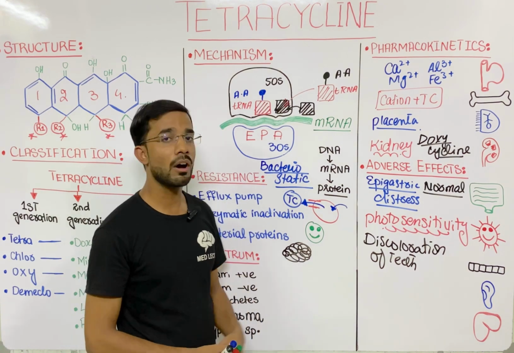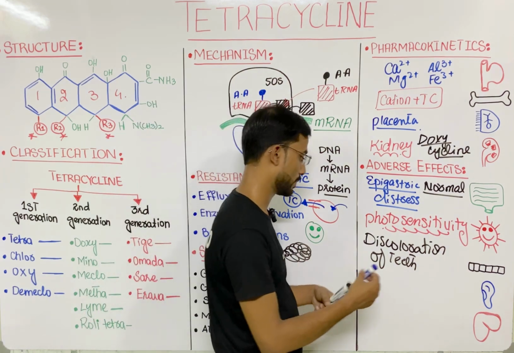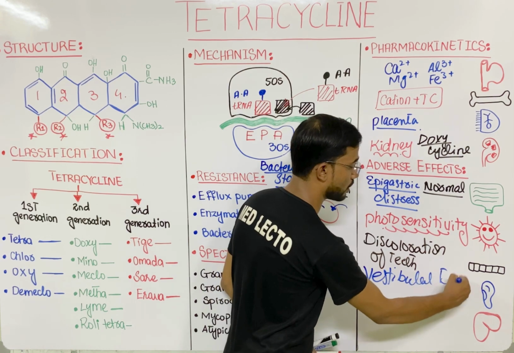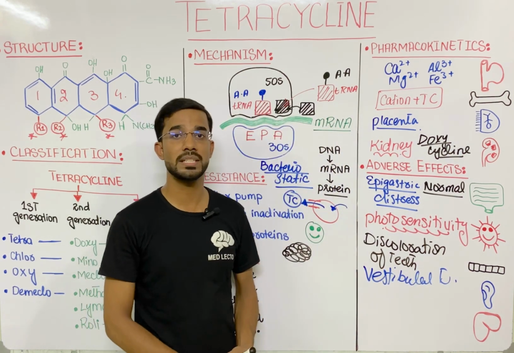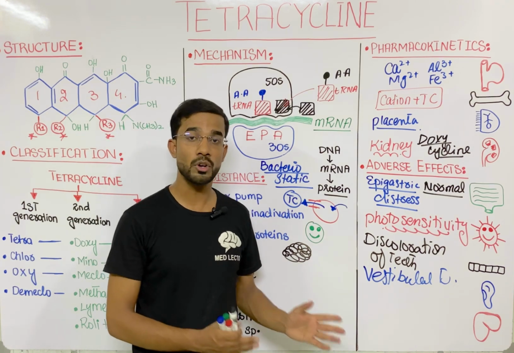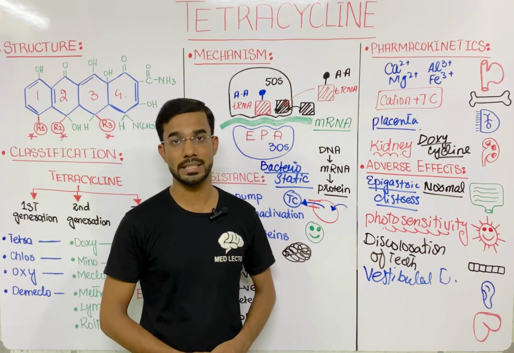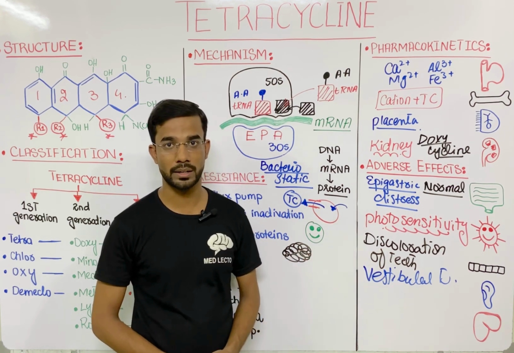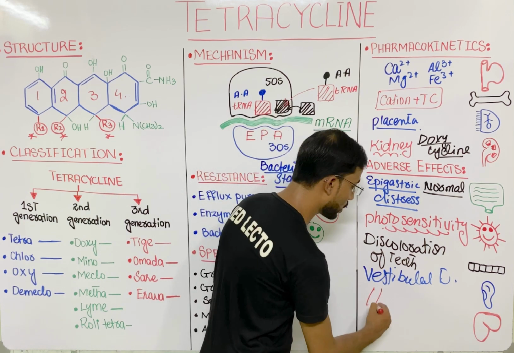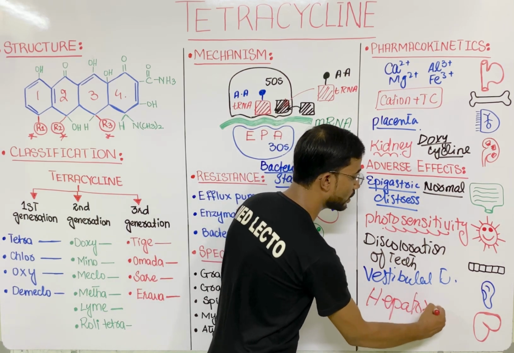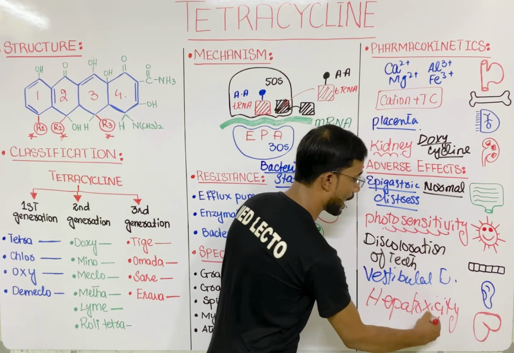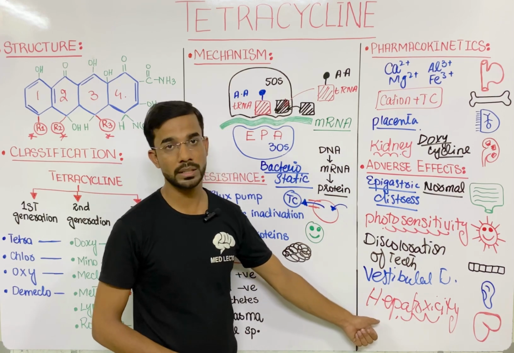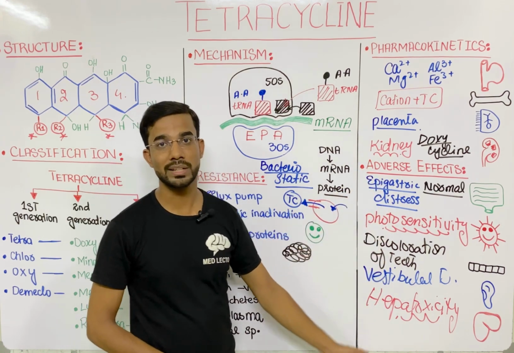Okay, and you can also see the vestibular dysfunction, ototoxicity, in which you will see the dizziness, vertigo, motion sensation, and you can also see tinnitus, ringing sensation in the ear. That is the important thing about the tetracycline. And last you will see the hepatotoxicity. This is actually a rare thing and mostly happens in liver dysfunction. So that is the important thing about the adverse effects of the tetracycline.